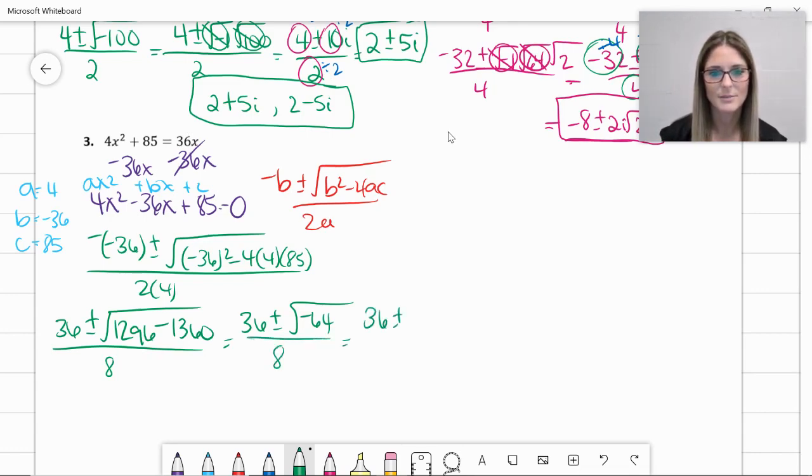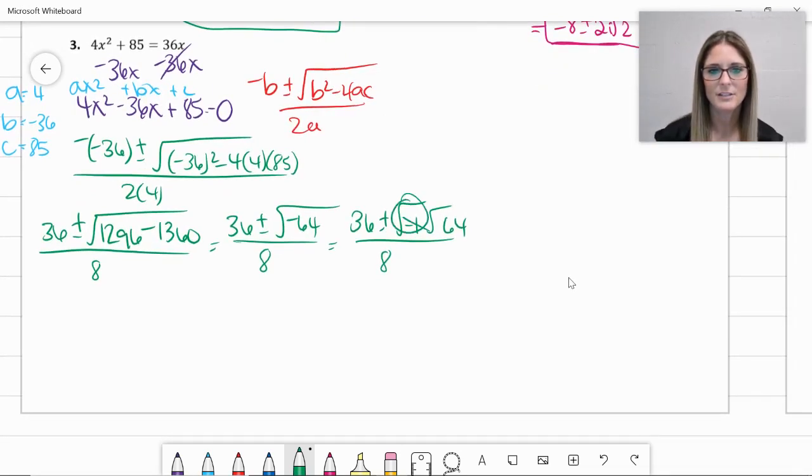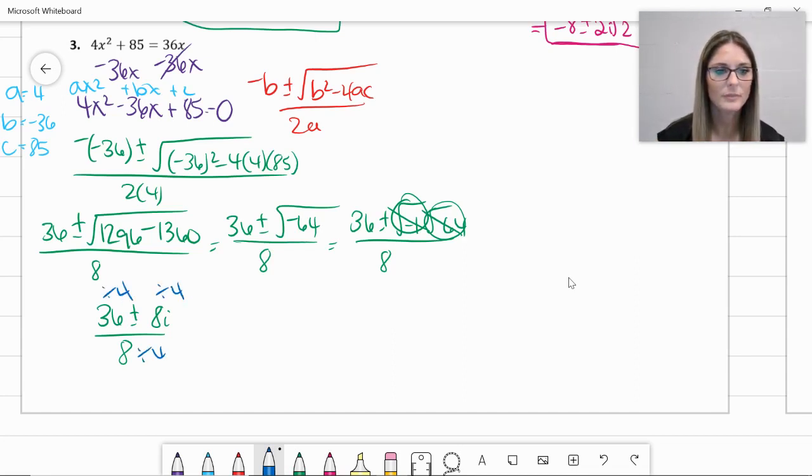So let me show all my steps. We've got a negative in my radical and a 64. The negative is your imaginary, the square root of 64 is 8. So 36 plus or minus 8i over 8. Oh, so this is one where they're not all divisible by our denominator. 36 and 8, 8 does not go into 36. But I can divide them all by 4 and at least reduce these 3. So that'll give me 9 plus or minus 2i over 2.